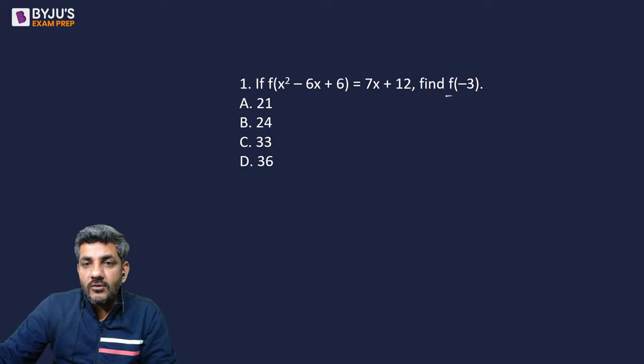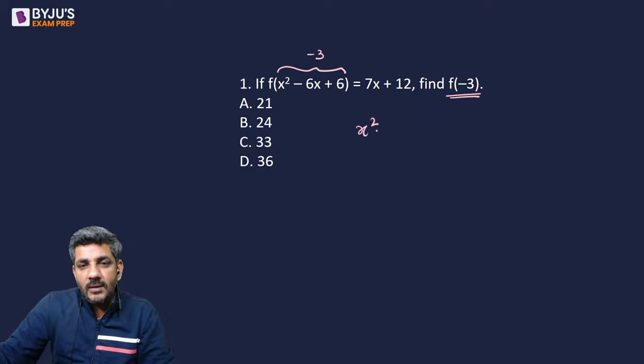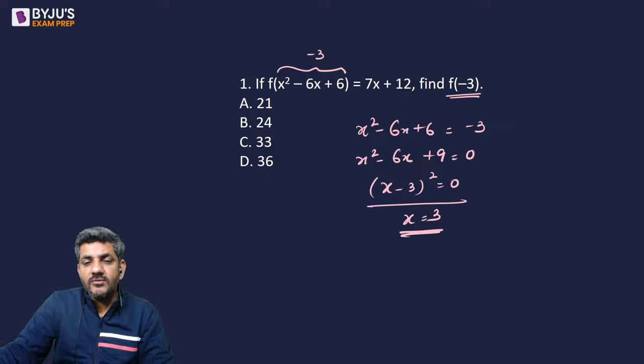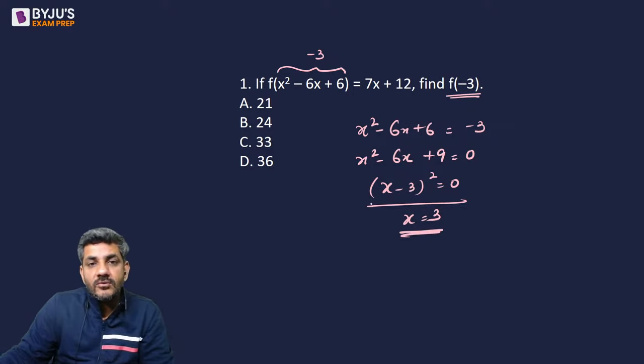If I have to calculate f of minus 3, but I am given f of this, can I say I want this to be minus 3? So I'm looking for x square minus 6x plus 6 to be minus 3, or x square minus 6x plus 9 should be equal to 0, or x minus 3 whole square should be equal to 0, which means x is equal to 3. So x minus 3 whole square will become 0 when x is equal to 3. The moment you put x is equal to 3, this whole thing becomes minus 3.